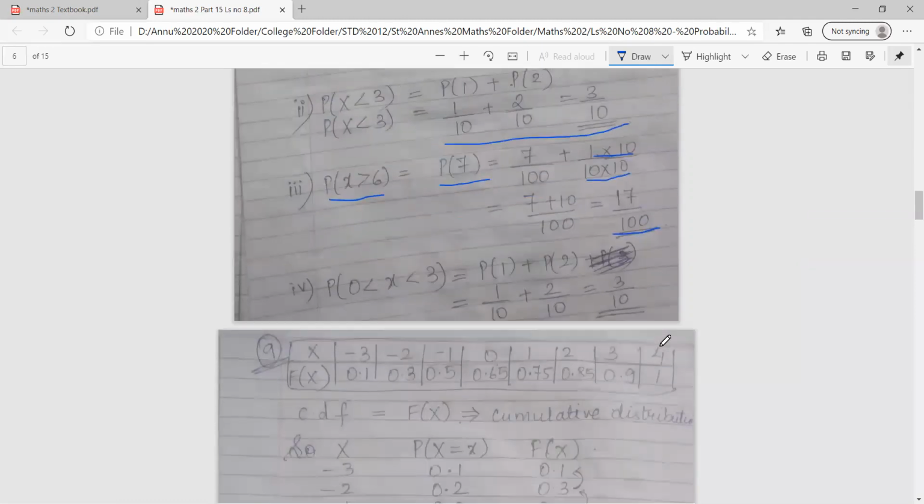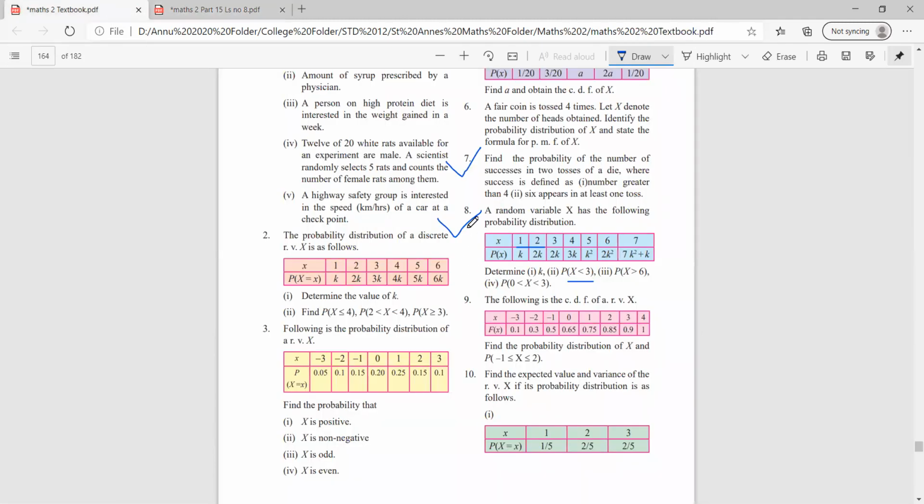The next they are asking us to find out is probability of 0 less than x less than 3. So that means the numbers between 0 and 3 are again 1 and 2. 0 or 3 will not come because again there is no equal to sign. So 1 upon 10 plus 2 upon 10, answer is 3 upon 10. So I hope you all are clear with sum number 8 as well.